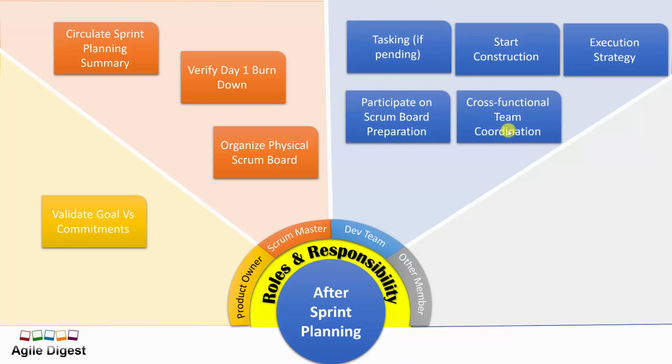Now the development team does tasking if it is pending. They start the construction after sprint planning. Sometimes when I talk about tasking if pending, it is when they feel they don't have much time in sprint planning, so they will do the tasking after that. Together they talk with the team and make an execution strategy based on the priority, the dependencies, and how the execution will be.